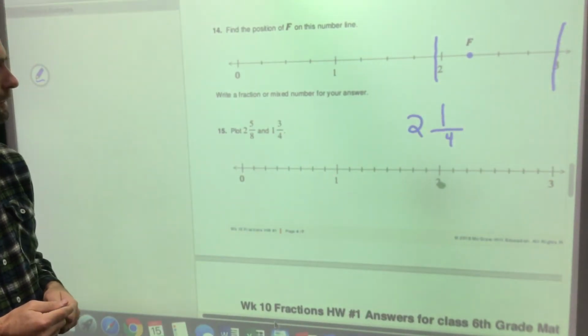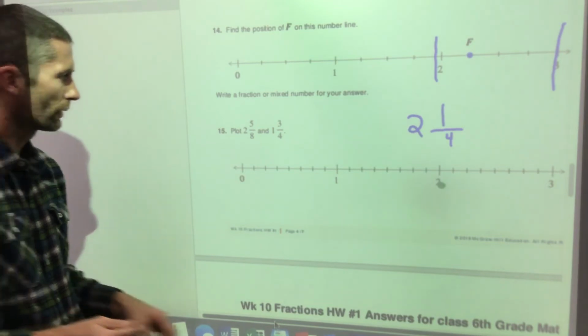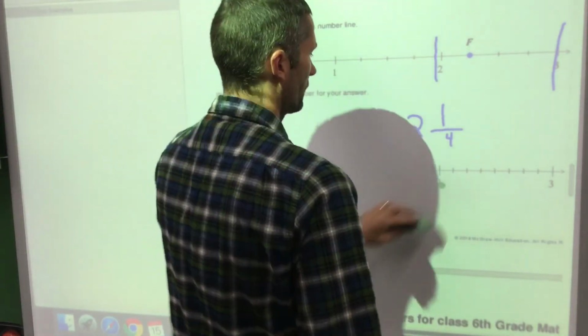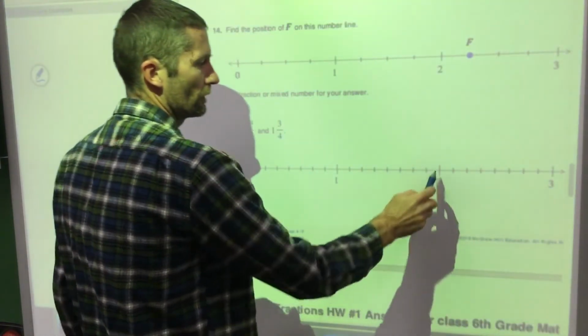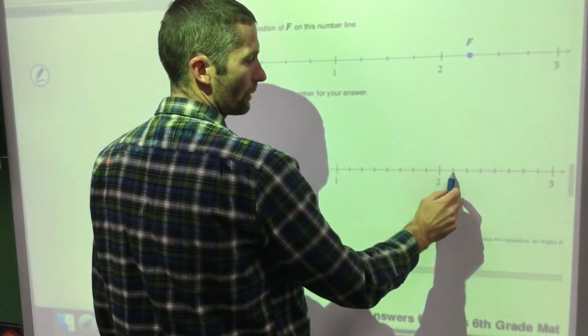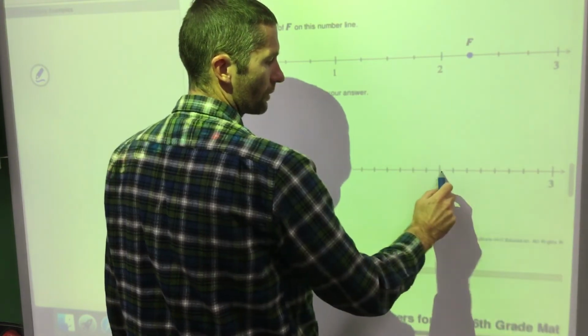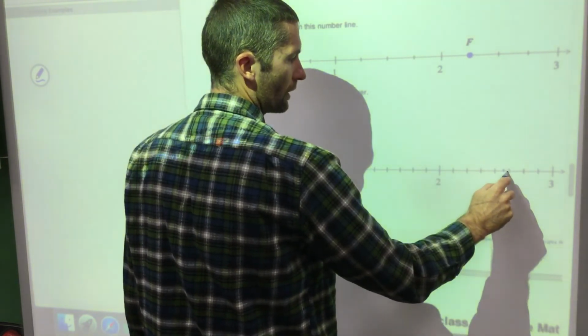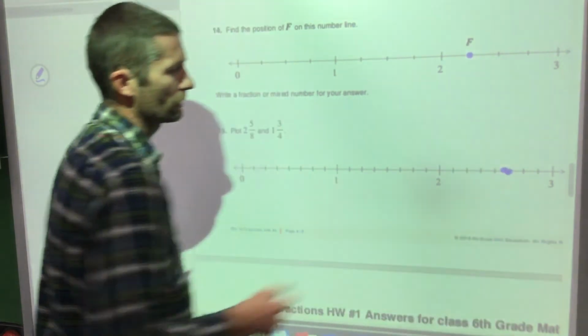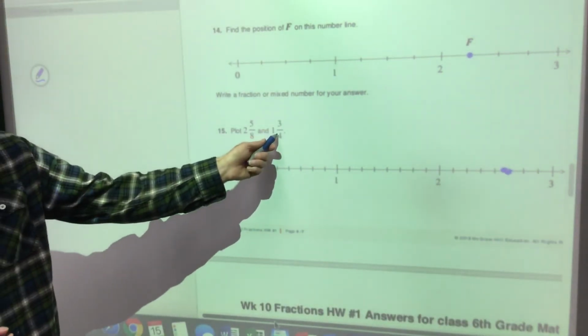15, plot 2 5/8 and 1 3/4. Okay, so first I have to see how many spaces it's broken up into. So here's 2, here's 3. It's broken up into 8 places. So I'm going to go to 2 and then 5 out of 8. 1, 2, 3, 4, 5. So there's 2 5/8.